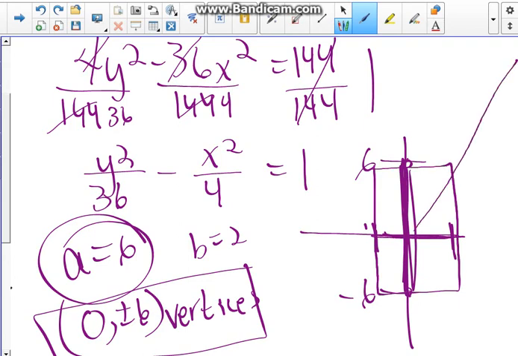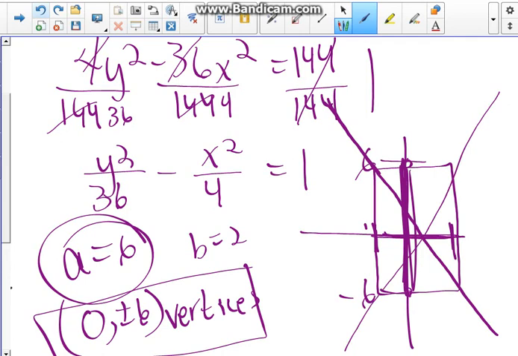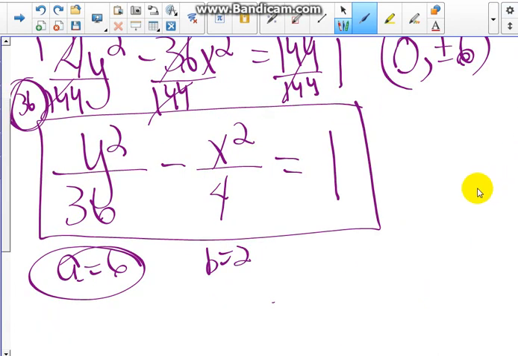Oh, that's not coming out very clean. Well, you would graph your box there and then go through your vertices using those asymptotes, those lines that I'm crossing through the box of my transverse. So we're going to graph. The very last step is to graph, and I ran out of record time.